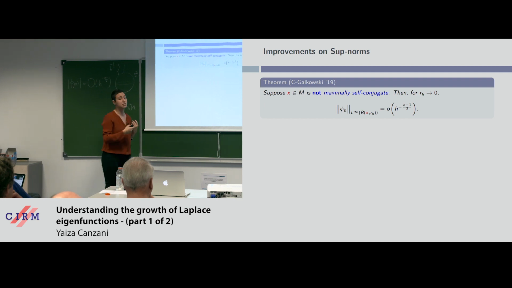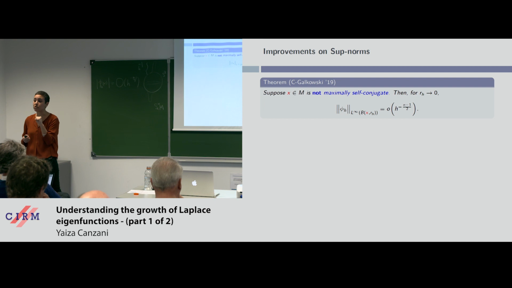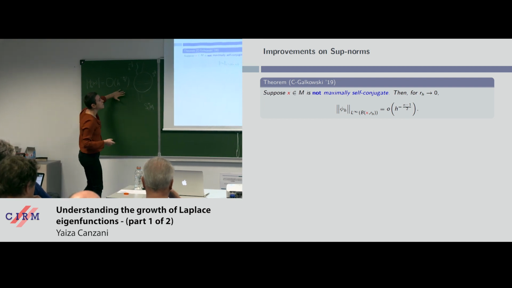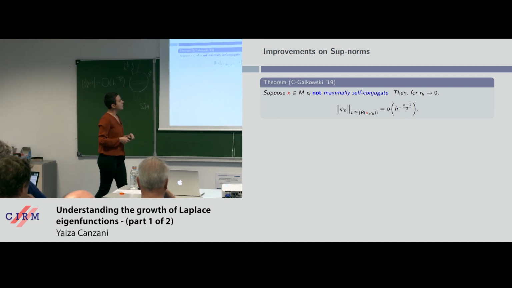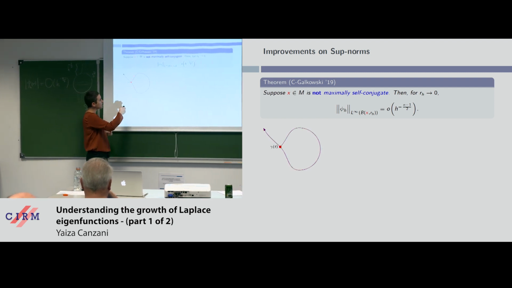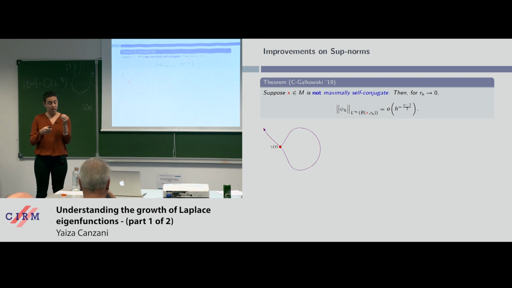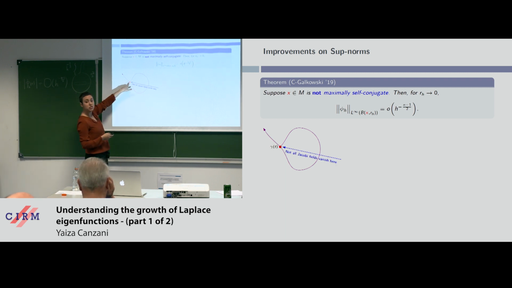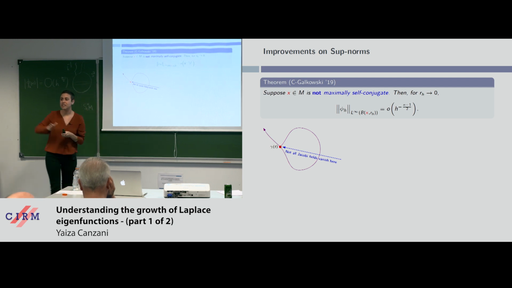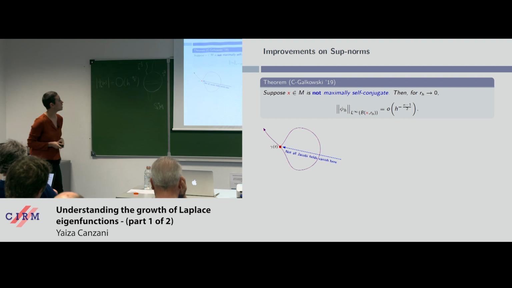So the first result that we were able to prove is that if you work with points that are not maximally self-conjugate, then you can always get this little improvement on the universal upper bound. And by that, what I mean is that if I start at a point x and I return to it after some time t, I'm not maximally self-conjugate if there exists a Jacobi field that will not vanish when you return to the point x. So there is at least one direction in which my geodesics are spreading apart.